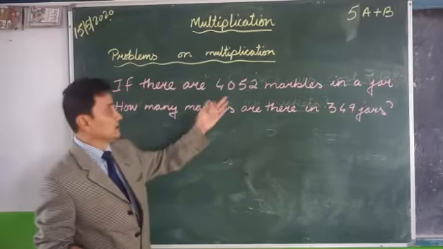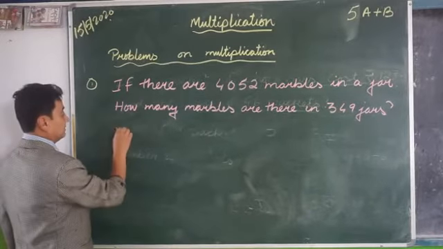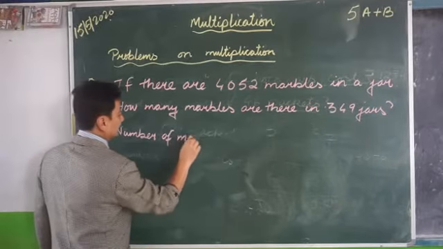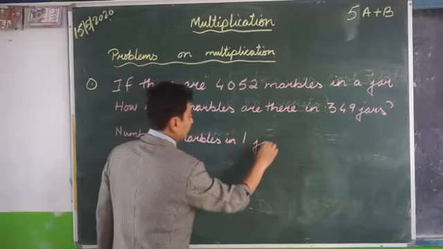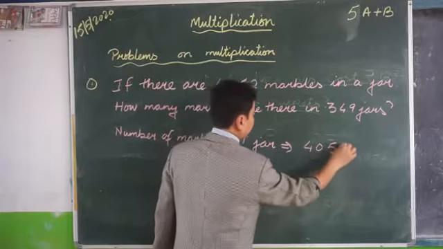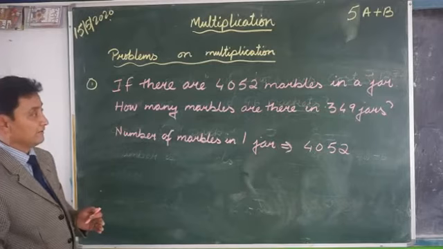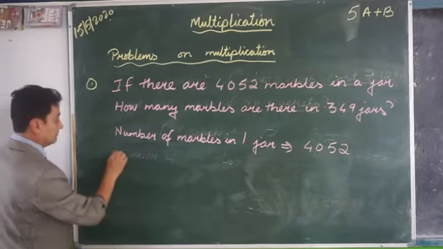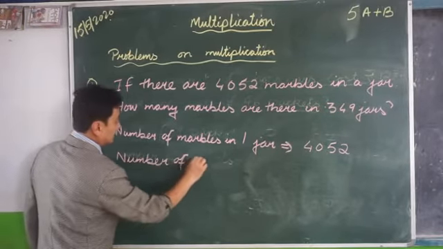So how many marbles? Number of marbles in one jar? 4,052. Now, how many jars are there? 349. So let's write the statement. How many jars? So we can put that in number. Number of jars.